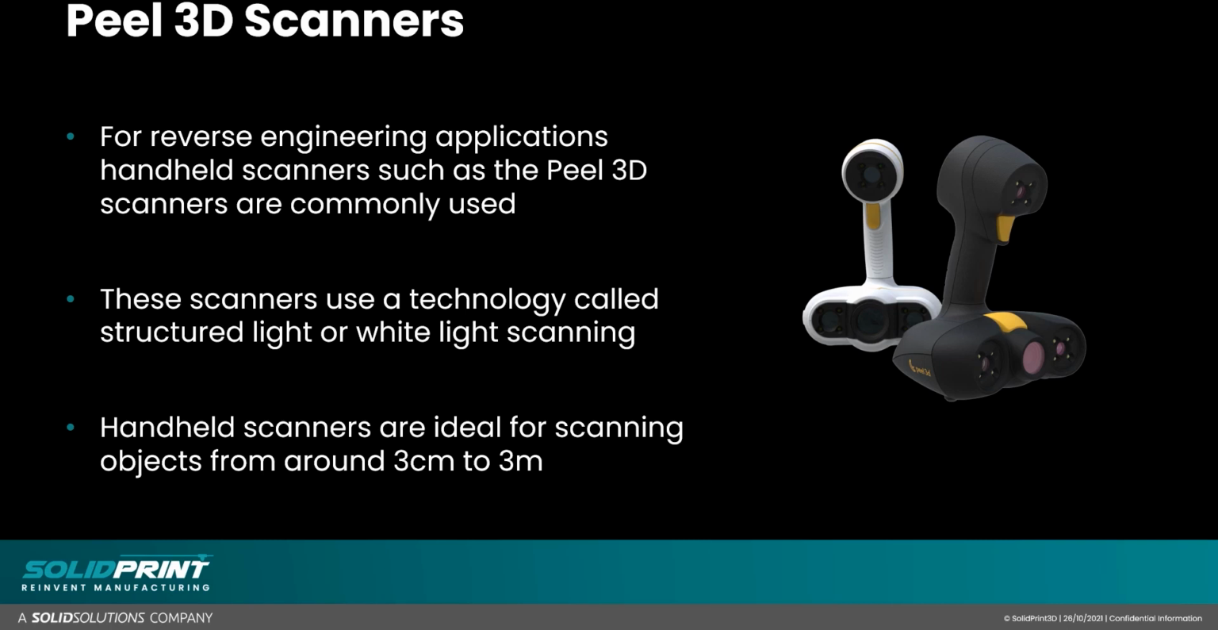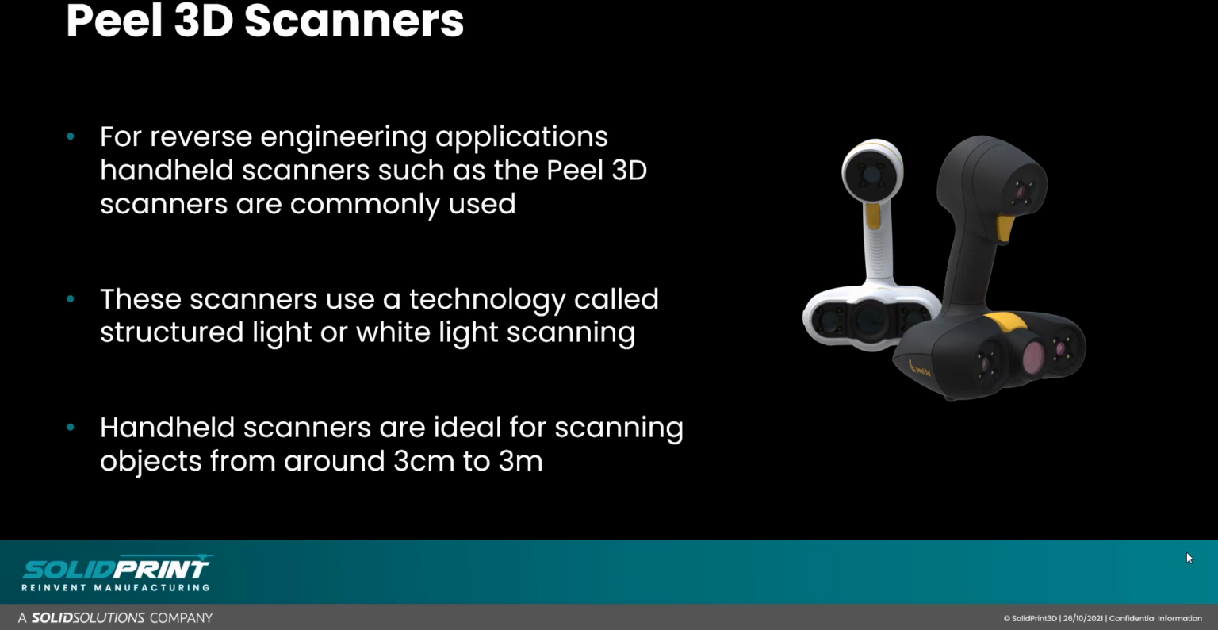These scanners are aimed at the entry-level professional 3D scanning market. Peel 3D is actually a subsidiary of Creaform, who are the market leaders within handheld scanning. Whilst Creaform scanners start at just over £25,000, the Peel 3D scanners start at just over £8,000. These scanners use a technology often referred to as structured light or white light scanning.